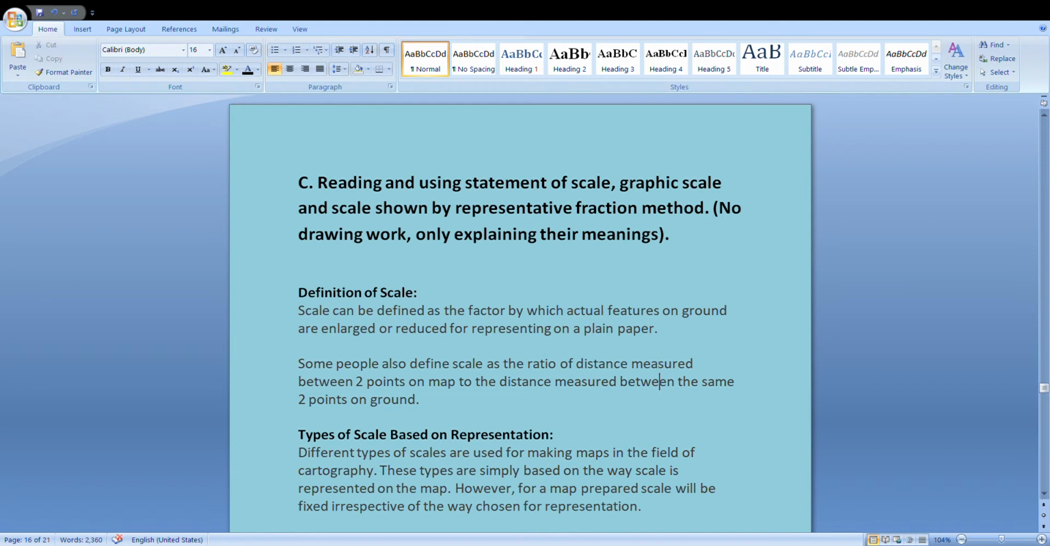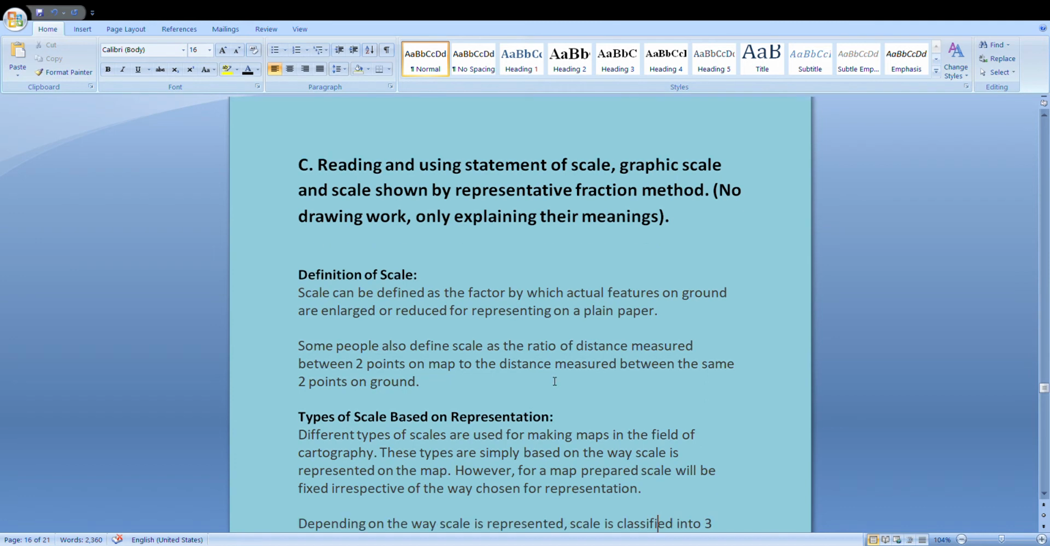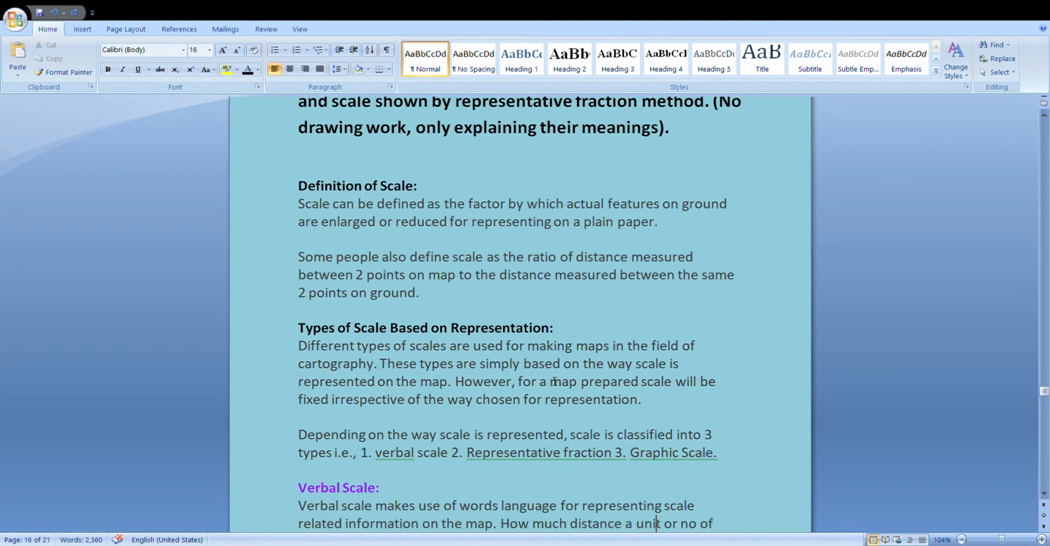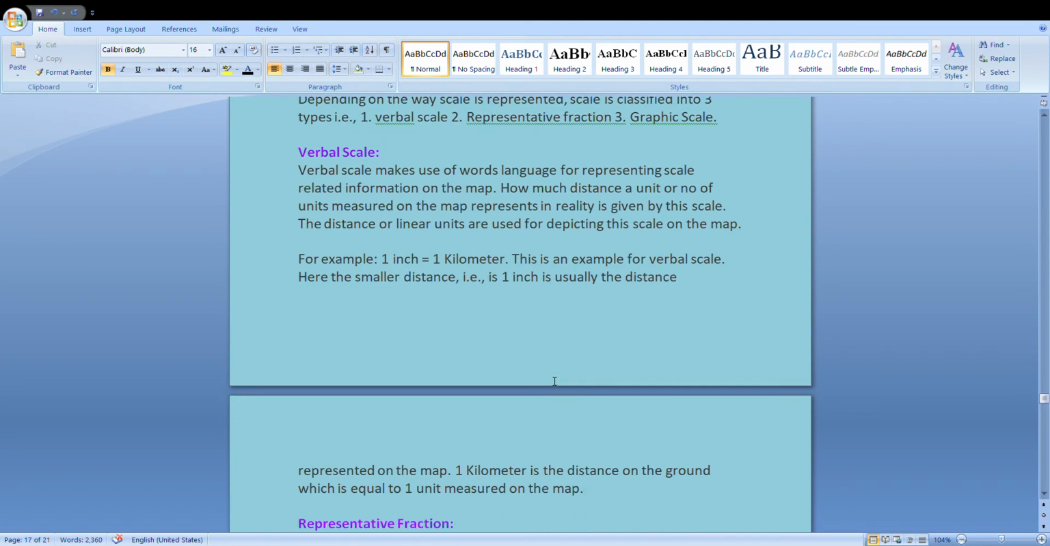Fine. So there are three types of scales. This is given by the board. The board said no drawing, only explaining their meaning. So I am explaining you the meaning, and you don't have to draw anything. There are three types of scale.